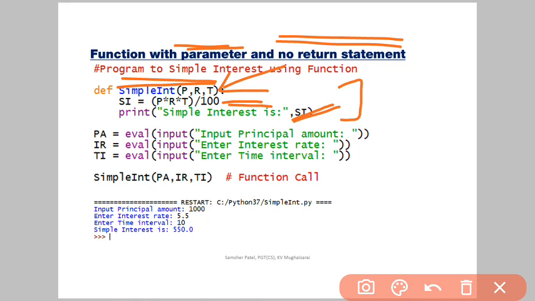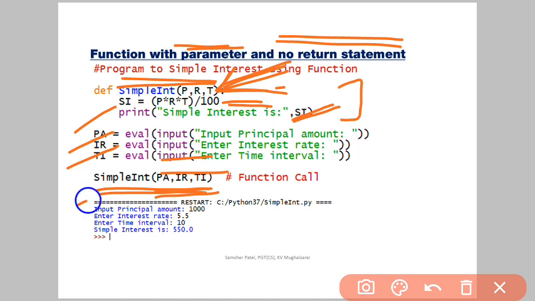Now to call this function we have to pass parameters to the function, because this function is expecting the parameter. So for passing the parameter we have taken three inputs from the user and we have passed these parameters to the function. When we run this program, then output will come like this.